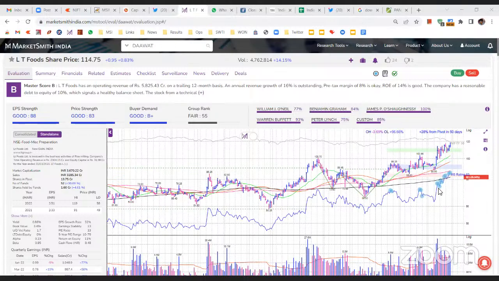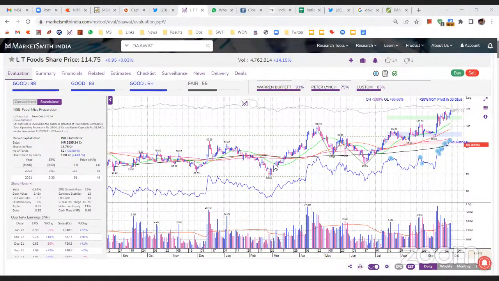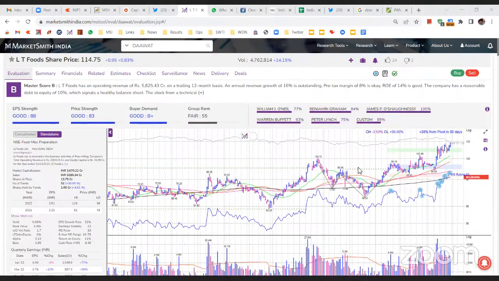You can see the RS line has been hitting blue dots, which indicates RS making new highs. RS of 83 indicates a strong technical character. Buyer demand, that is the A by D rating, is B plus, indicating good demand for the stock in the market. EPS strength of 88 indicates a strong fundamental character of this stock. Both the techno-fundamental characters are looking very good for this company.